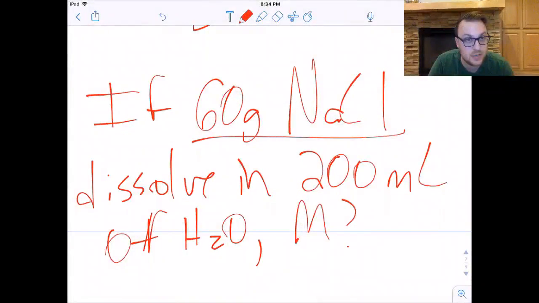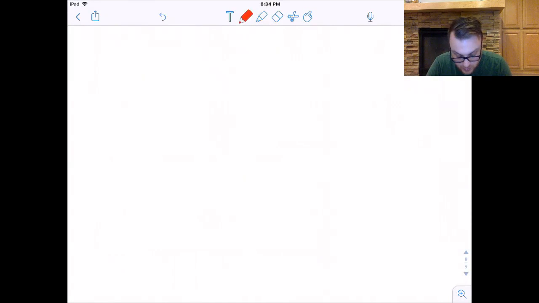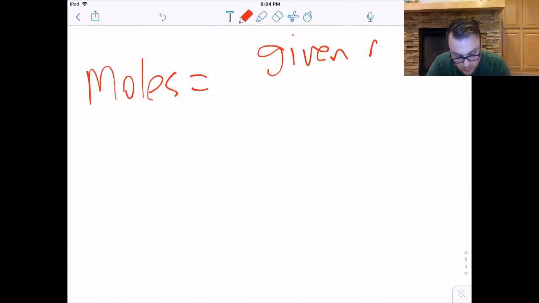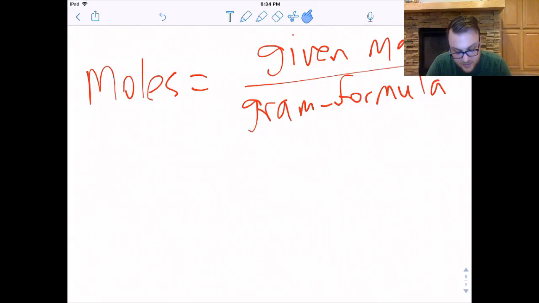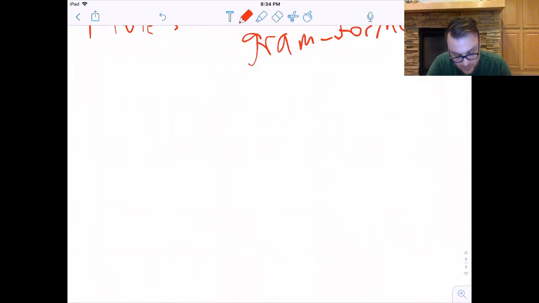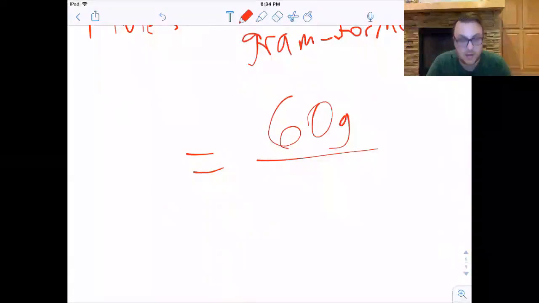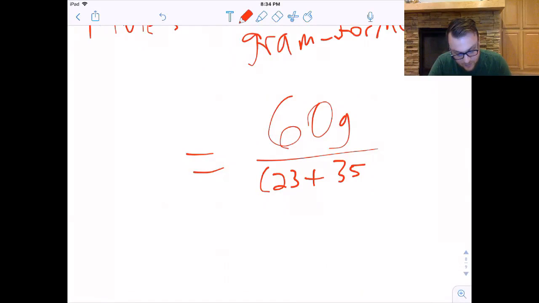So, let's do moles first. Moles equals given mass over gram formula mass, aka the periodic mass. If 60 grams was given, and according to the periodic table, NaCl should weigh 23 from Na plus 35-ish from Cl. So that's 60 divided by 58, which is about 1. So I have about 1 mole of NaCl.